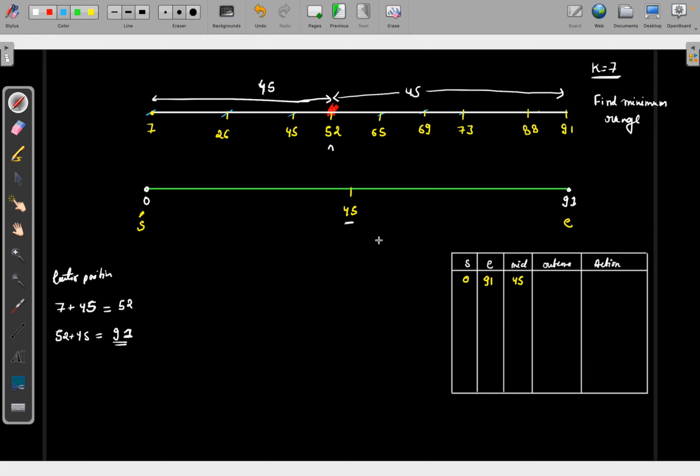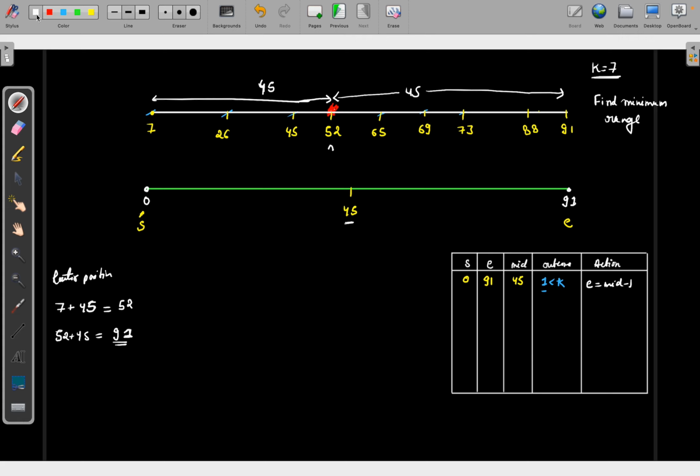So what will be the outcome here? Basically, one router is required, which is less than k. I can plant more routers. So I will decrease the range because I can plant more. I have 7 routers, and I am getting only one router, which is very much less than k. So I will try to decrease the range. And how will I decrease the range? I will say end is equal to mid minus 1.